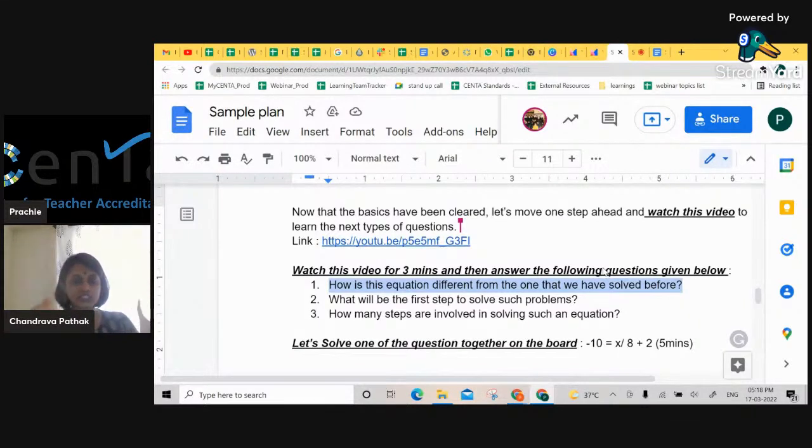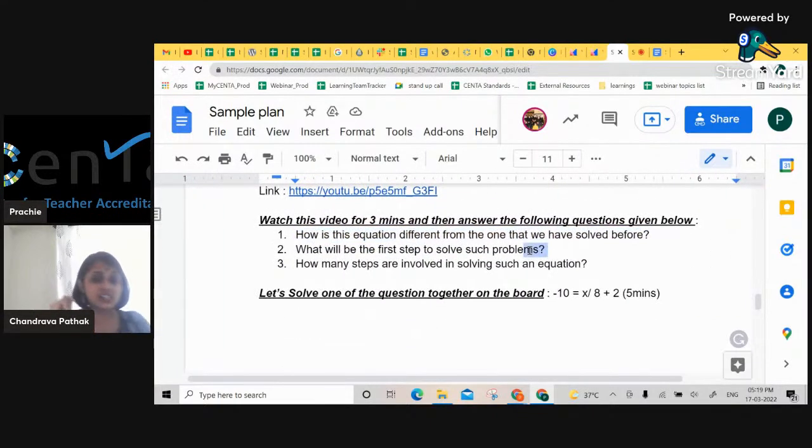So if you see, they watch the video. There are 3 questions. All 3 questions are conceptual questions. The first question: how is the equation different from the one that we have solved before? This video is actually a fraction equation question, whereas previously they have done simple equations. Second, what will be the first step to solve such a problem? When you have a fraction question, it's really important to understand what the first step is. If I see a fraction, how many steps am I going to do? That conceptual ideation of the student itself carries a lot of importance.